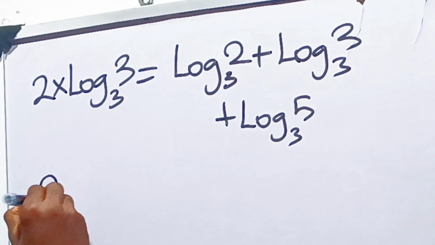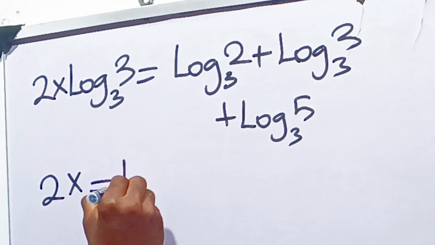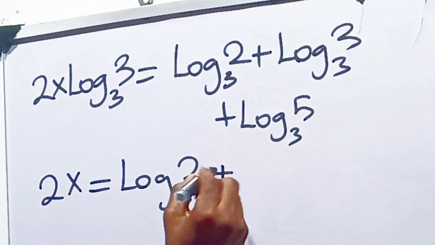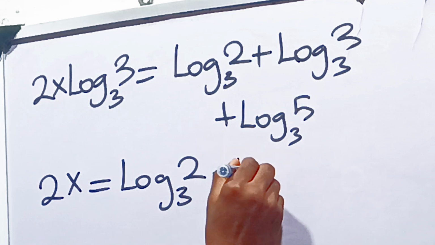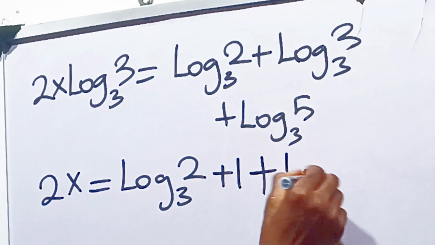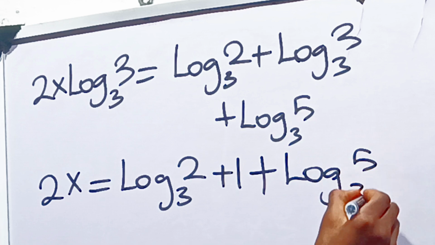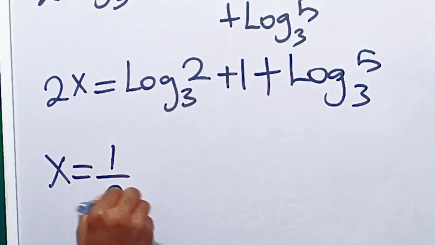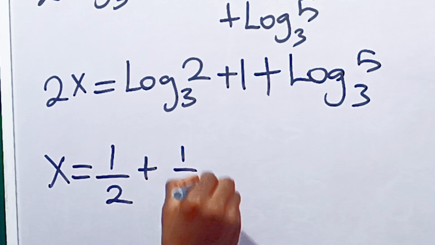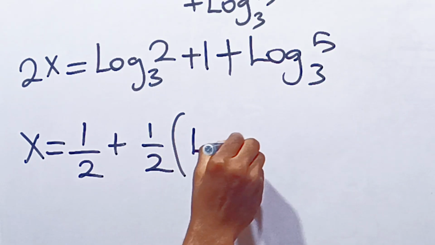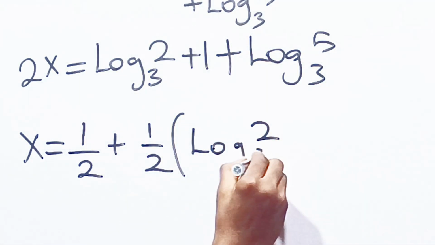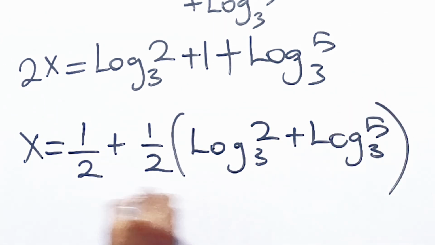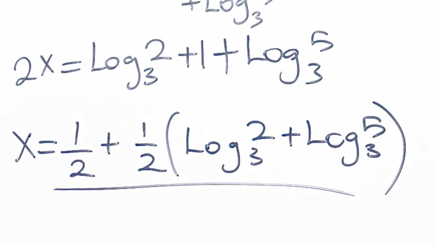1 times 2x is 2x. So equal to logarithm of 2 to base 3 plus logarithm of 3 to base 3, which is 1, plus logarithm of 5 to base 3. Now this gives x equal to 1 over 2, plus 1 over 2 into logarithm of 2 to base 3 plus logarithm of 5 to base 3. Now this becomes the final answer to this question.